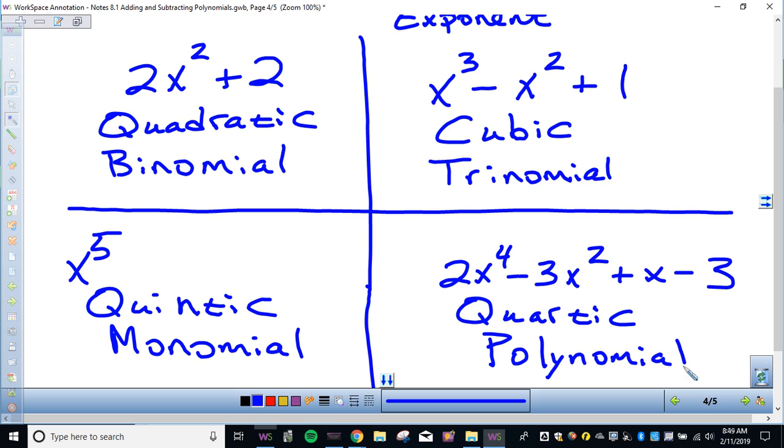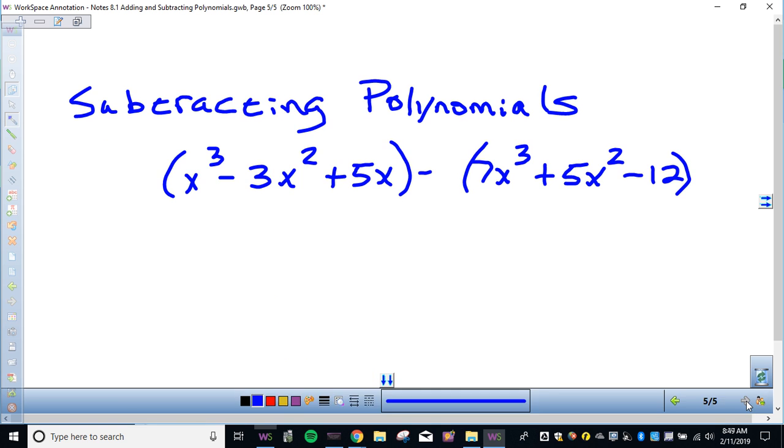Okay, we only have the last slide coming up. Just waiting for a couple people to finish reading. Still waiting on a couple. Ready? All right, write that one down. We're subtracting polynomials. No big deal.